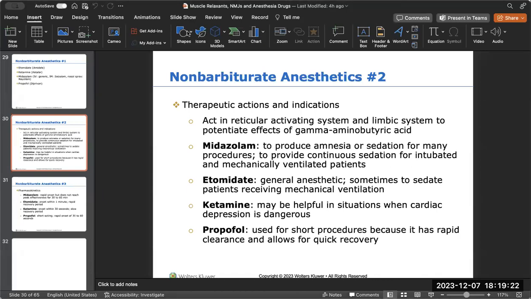if they have mechanical ventilation, which means airway could be a problem, right? So airway, resuscitative equipment at bedside. Ketamine could be really good for patients when cardiac depression is dangerous. So if they have a cardiac issue, ketamine might be the drug of choice for the anesthetic to use. And propofol is used for short procedures because it works really quickly.